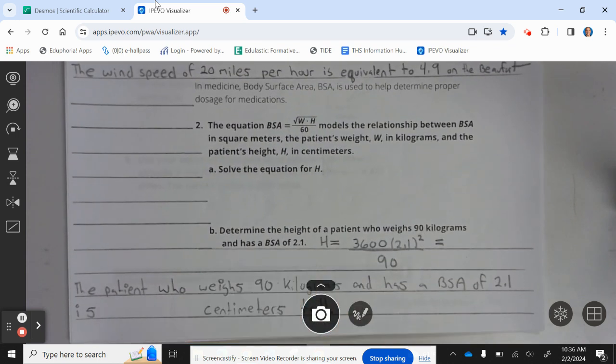Let's take a look at this. In medicine, body surface area, BSA, is used to help determine proper dosage for medications. The equation BSA equals the square root of W times H divided by 60 models the relationship between BSA in square meters, the patient's weight W in kilograms, and the patient's height H in centimeters. Solve the equation for H.